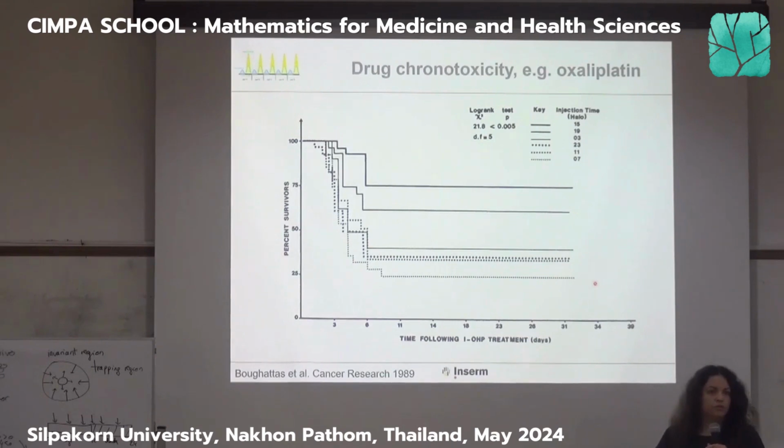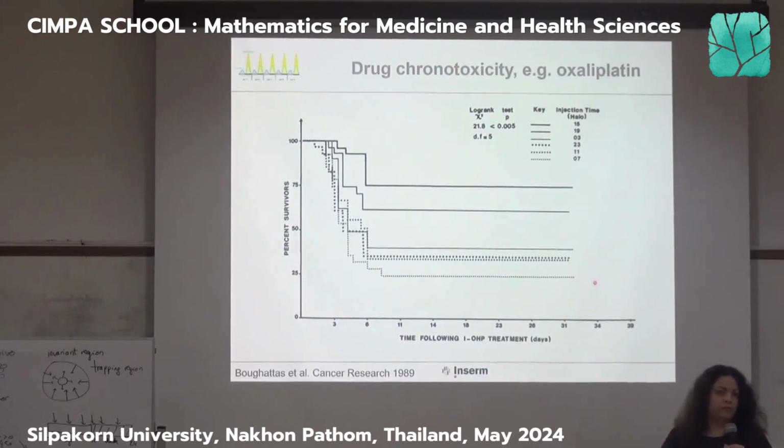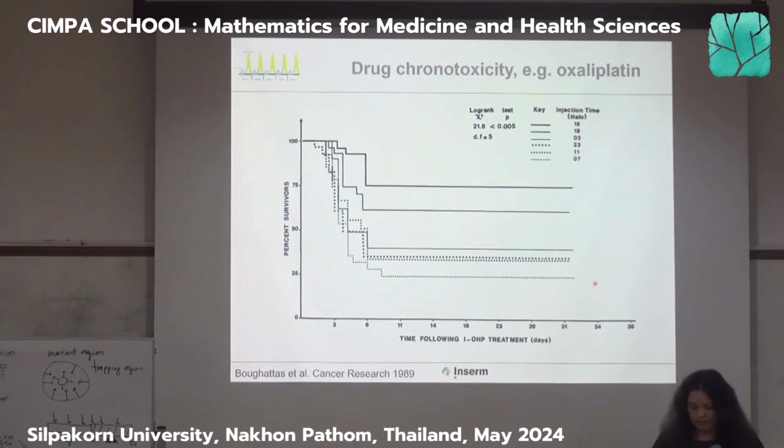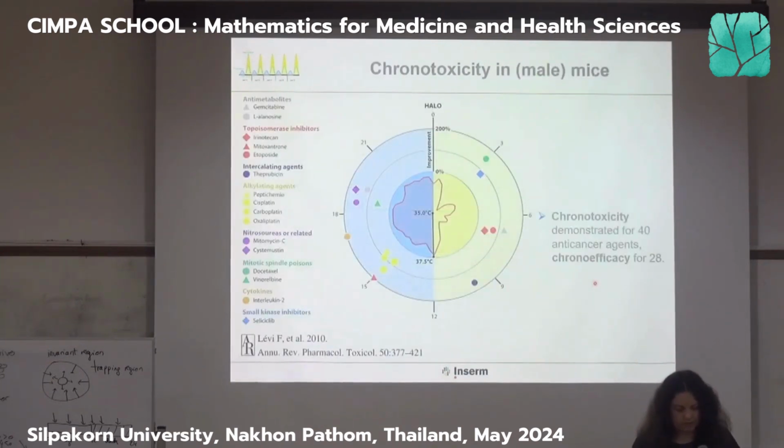Nothing, no dose change, just the timing. And this is what we call chronotoxicity. Here we are looking at toxicity because the mice are actually dying. And the toxicity is dependent on the time of administration throughout the 24-hour span. Okay?